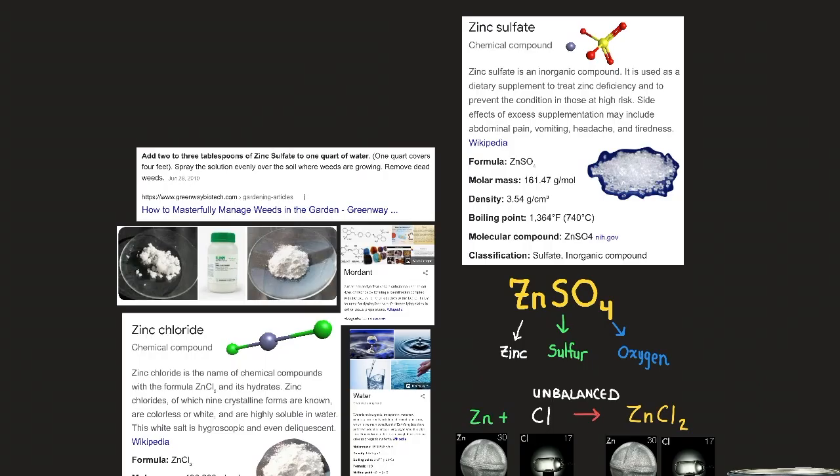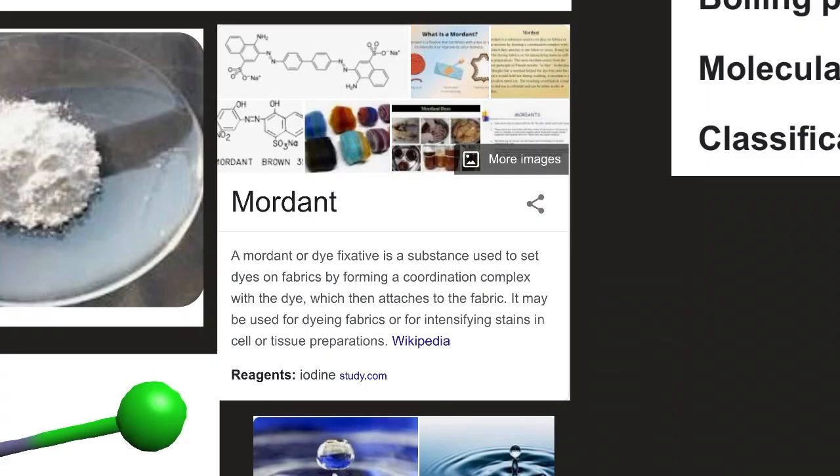Zinc sulfate, ZnSO4, is an intermediate compound in the production of zinc from its ores by the electrolytic process. It is used as a weed killer, in the manufacture of viscose rayon, and in dyeing, in which it functions as a mordant. A mordant or dye fixative is a substance used to set dyes on fabrics by forming a coordination complex with the dye, which then attaches to the fabric. It may be used for dyeing fabrics or for intensifying stains in cells or tissue preparations, according to Wikipedia.